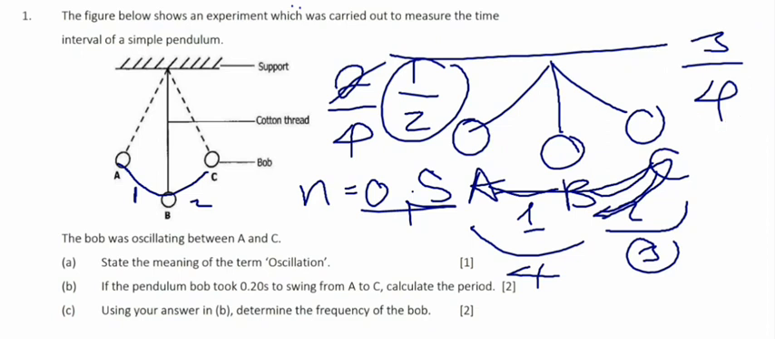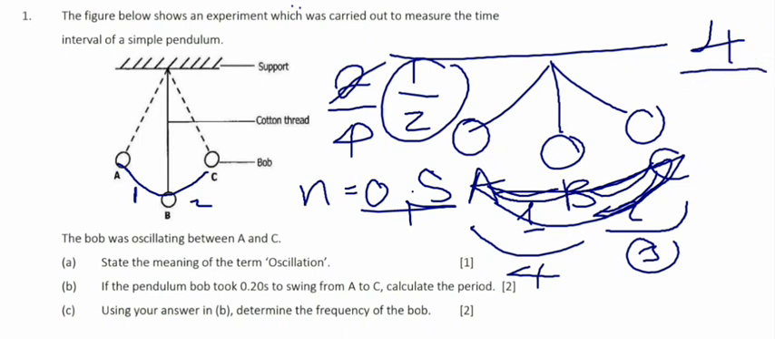Now suppose the bulb moves from A up to C and back to A. How many moves does it cover? It covers 4 moves divided by the total, which is 4. Then the answer is 1. So that is where one complete oscillation comes from. So let's try to answer the question.